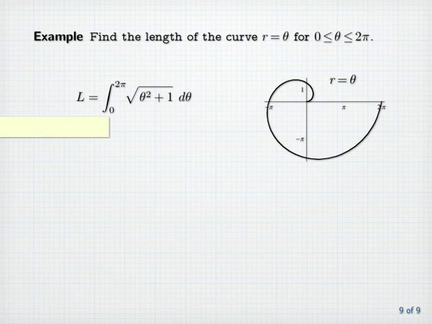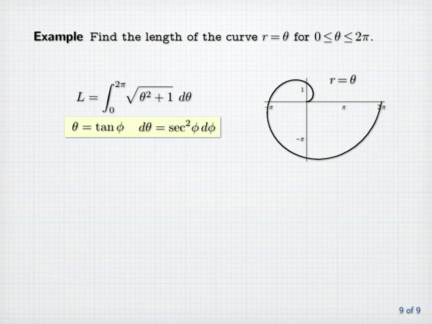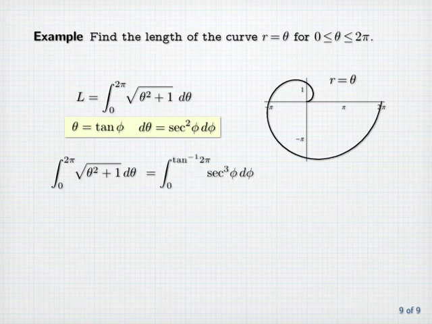To evaluate this integral, let's make a tangent substitution. Let theta equal tangent phi. Then d theta is equal to secant squared phi d phi. And the integrand becomes the square root of tangent squared phi plus 1, which is secant phi, times secant squared phi d phi. So we have the integral of secant cubed phi d phi. Phi is the inverse tangent of theta, so phi equals 0 when theta equals 0, and phi equals the inverse tangent of 2 pi when theta equals 2 pi. So the limits of integration become 0 to the inverse tangent of 2 pi.